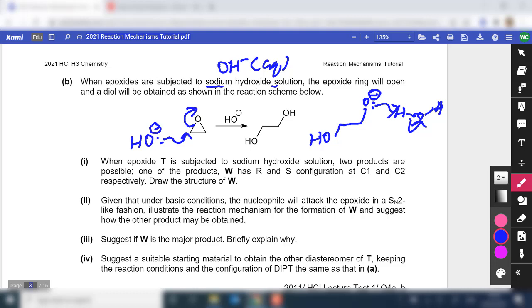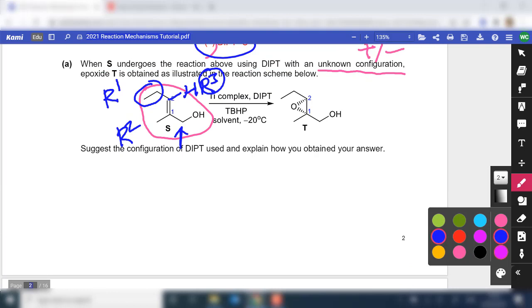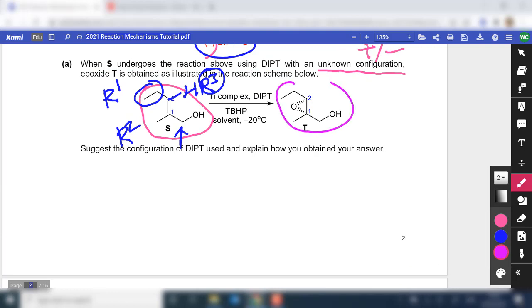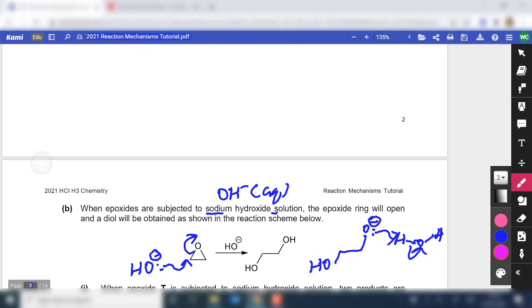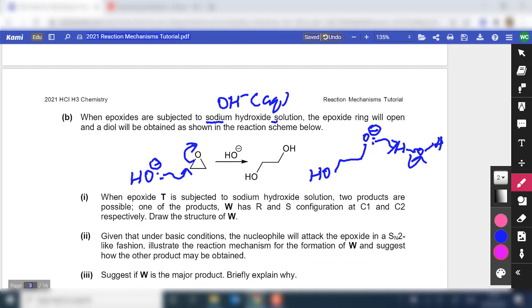Okay, so over here they mentioned that when epoxide T, so where's epoxide T? Okay, epoxide T is actually over here. So when epoxide T is subjected to sodium hydroxide solution, two products are possible. One of the products, W, has RS configuration at C1 and C2. So now they ask you to draw the structure of W. Well, you can simply just follow this narrative. You have R and S configuration at C1 and C2.